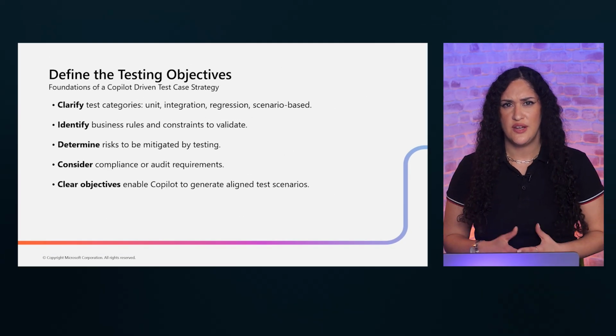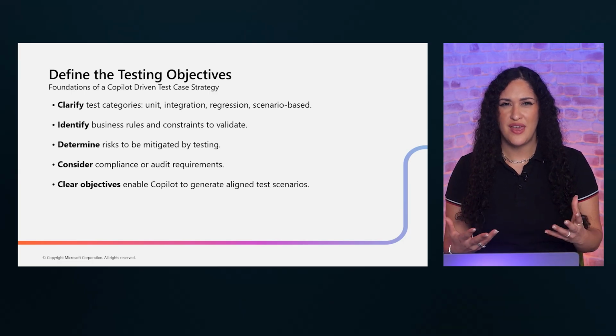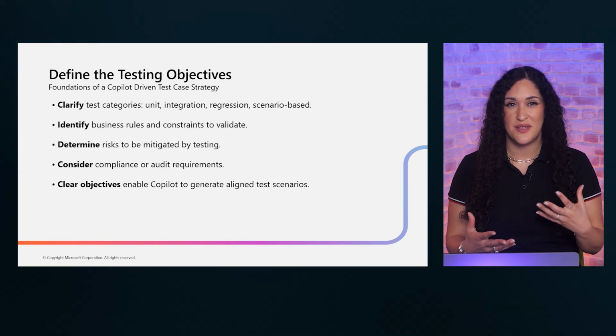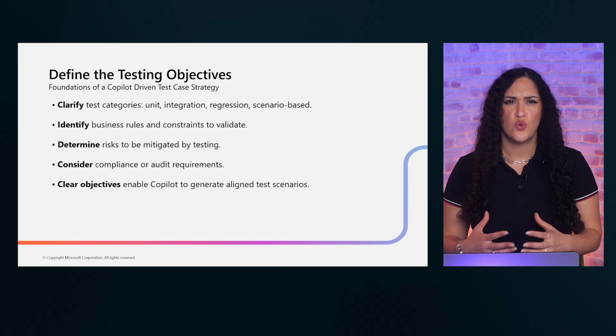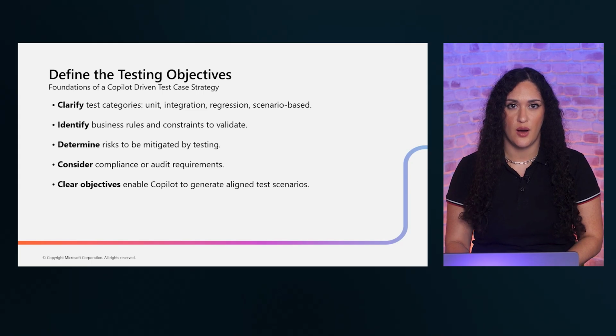When your objectives are clear, Copilot can generate aligned test scenarios. When they're vague, you get vague test cases that miss critical paths. Make sure you write your testing objectives as a brief that you include in every Copilot prompt.